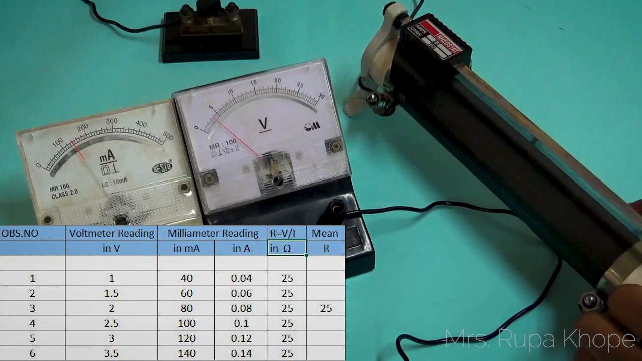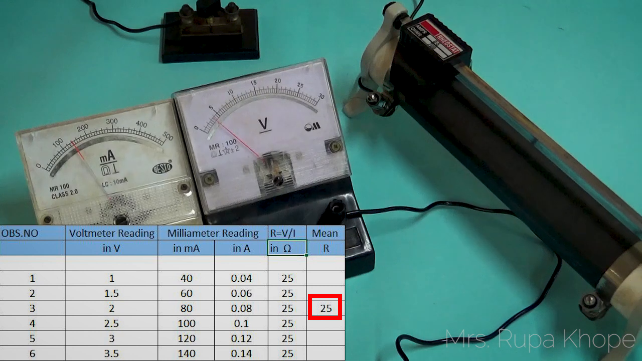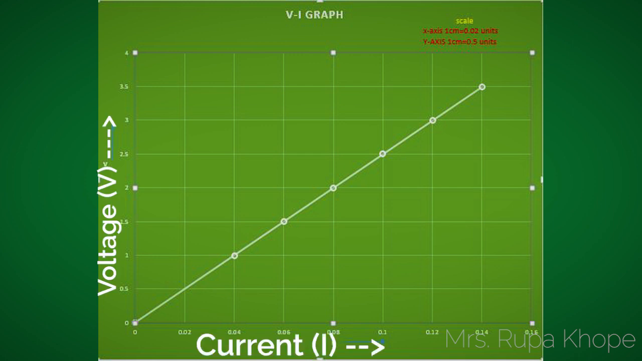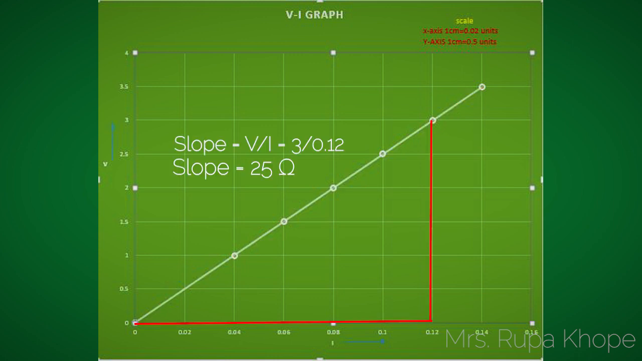Now we have to calculate resistance, which is voltage upon current. We find that the resistance is 25 ohm. Now you know very well current is directly proportional to voltage. That means voltage also is directly proportional to current. Let's plot a graph of voltage on the y-axis, current on the x-axis. Look at the graph, it is a straight line passing through the origin. We have to find the slope. The slope is voltage upon current, which is resistance. So we find that the slope also is 25 ohms.